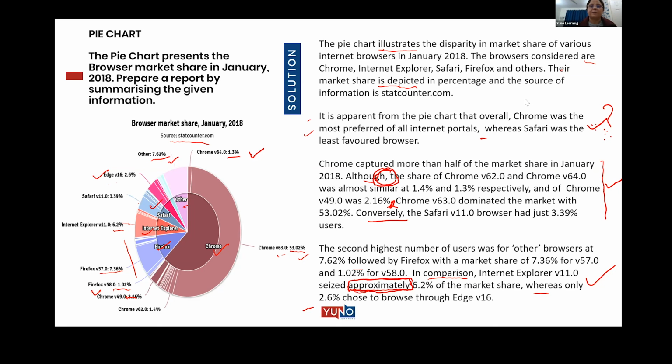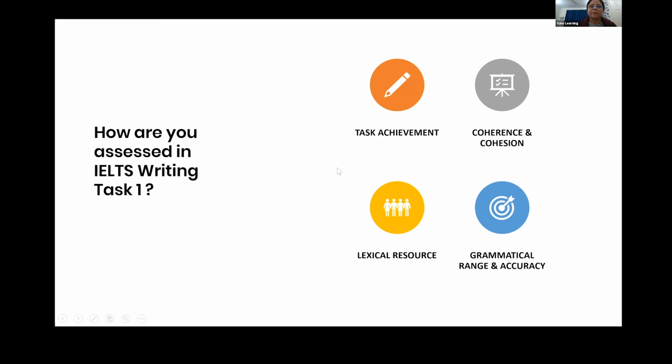Because how are you assessed for your writing task one? You get points for task achievement. So 25% you get if you summarize the information correctly, whatever has been asked. You're asked to summarize the information given there, so your data should be correct. You should not put wrong percentage, wrong information over there. Wrong value should not be mentioned. If you change that information, I gave you that example of approximately. So that was like changing the information given over there. So if you change information in any way, your points will be reduced over here.